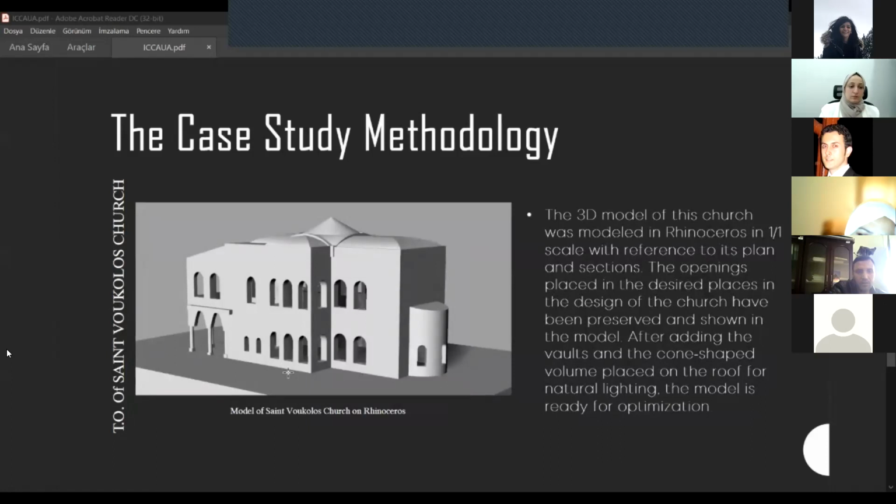The openings placed at the desired place in the design of the church have been preserved and shown in the model. After adding the walls and the cone-shaped volume placed on the roof for natural light, the model was ready for optimization.